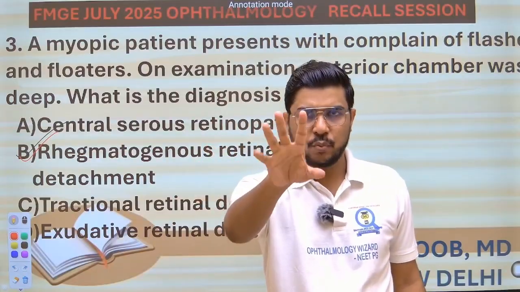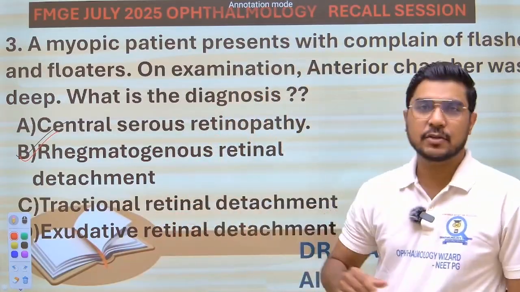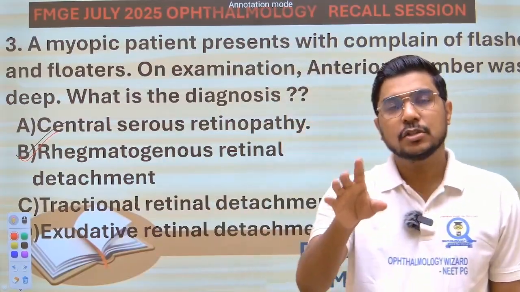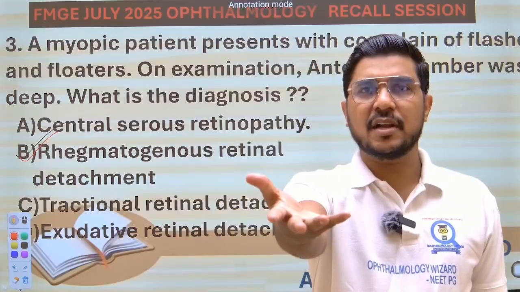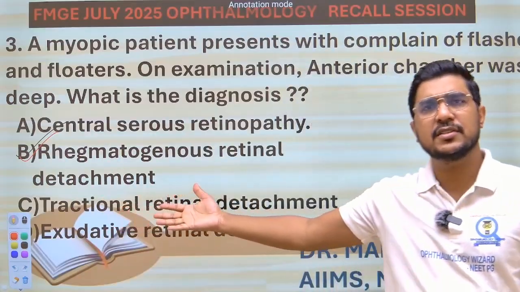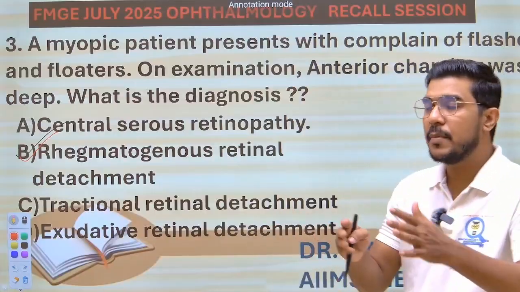the normal population, one thing, then why can't it be tractional, why can't it be exudative? Because the most common type of retinal detachment which is happening in myopia is rhegmatogenous retinal detachment. That's why the answer is rhegmatogenous retinal detachment. Now let's dissect each and every option one by one.